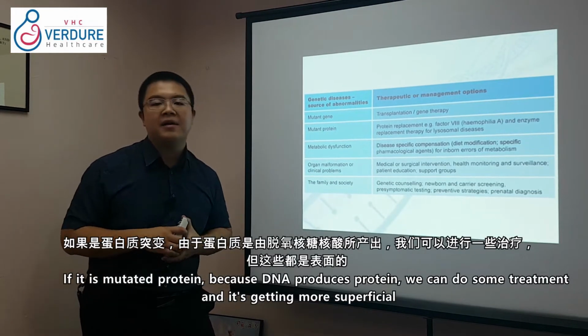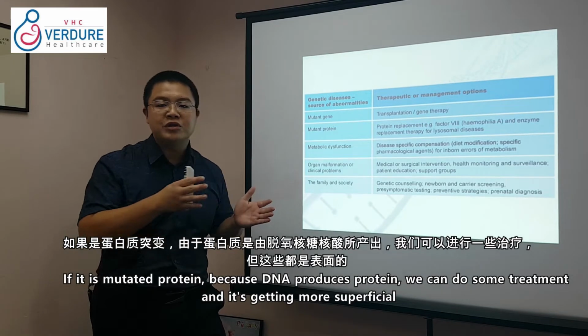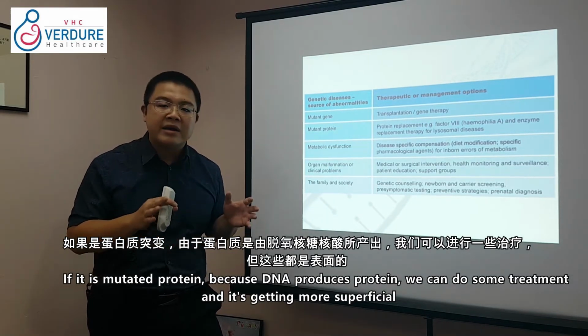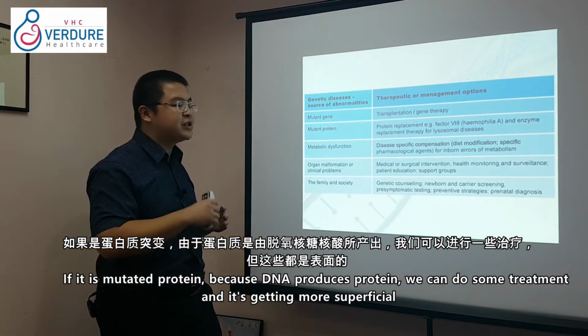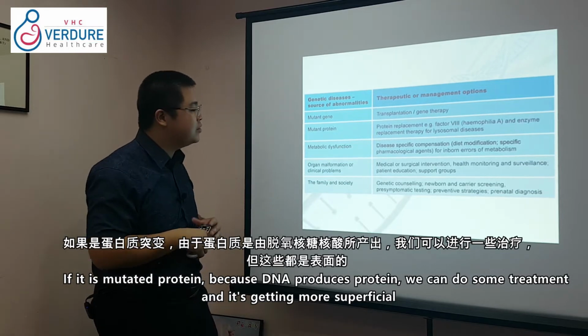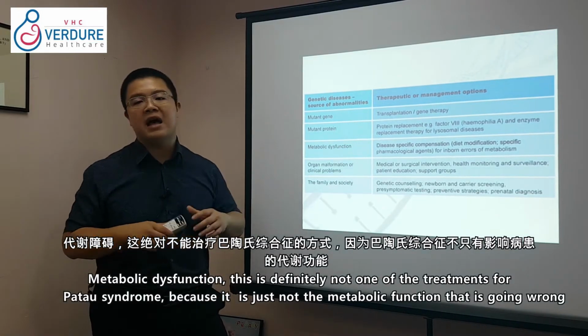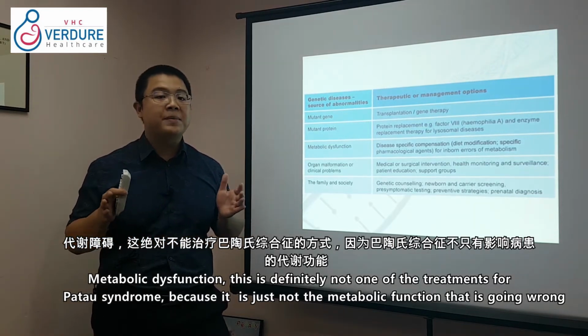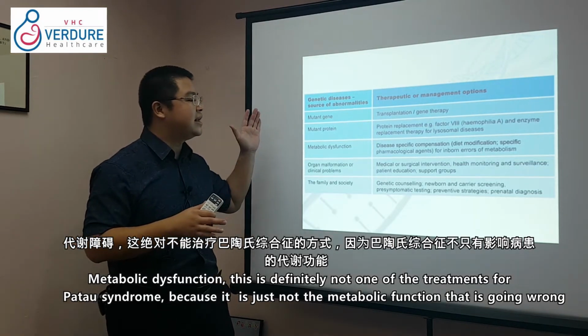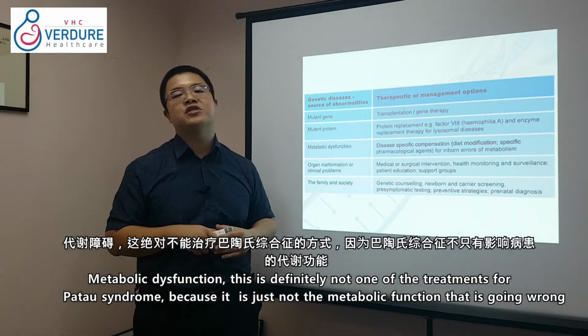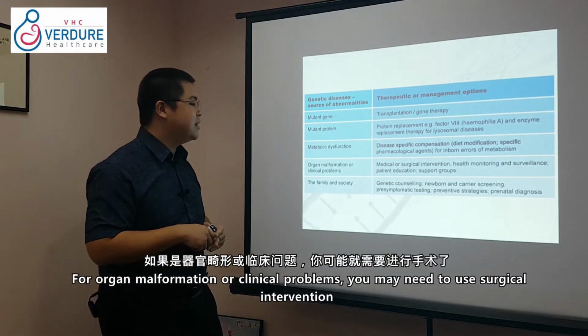Mutant protein: because DNA produces protein, we can try to treat it at this level, so it's getting more superficial. Metabolic malfunctions: this is definitely not one of the treatments for Patau syndrome, because it isn't just metabolic functions that are going wrong, all right?